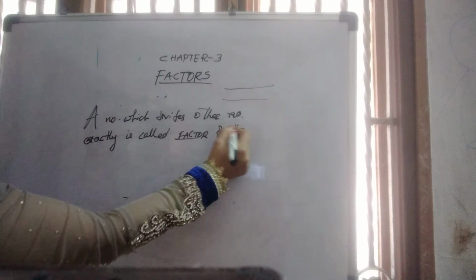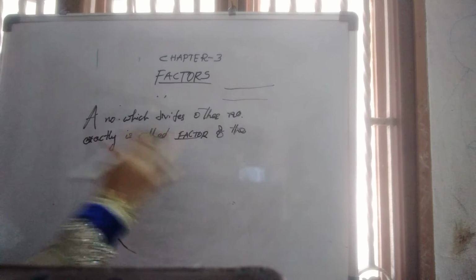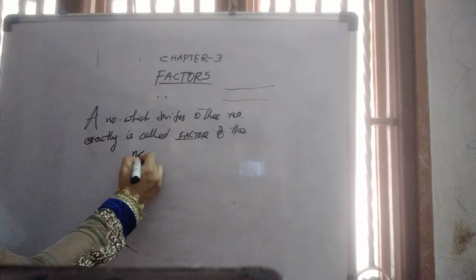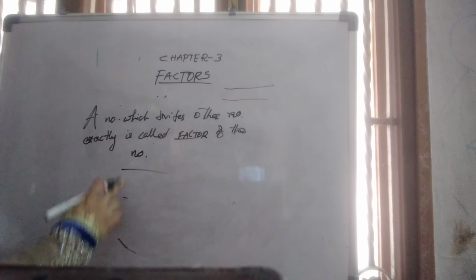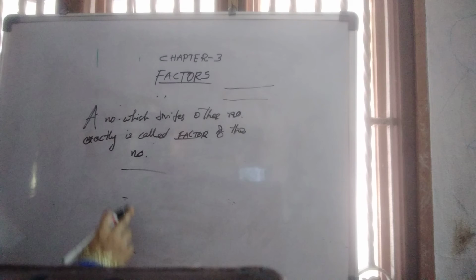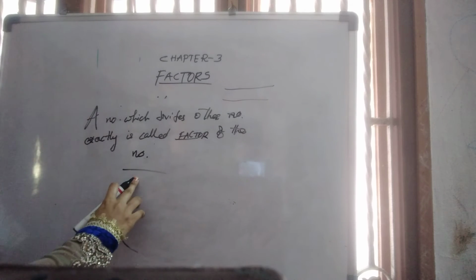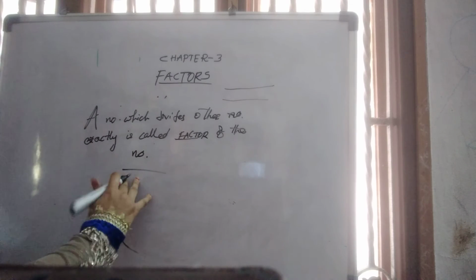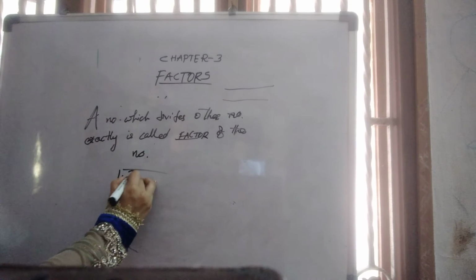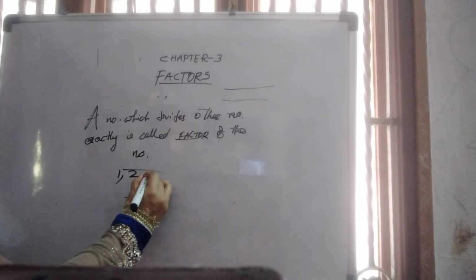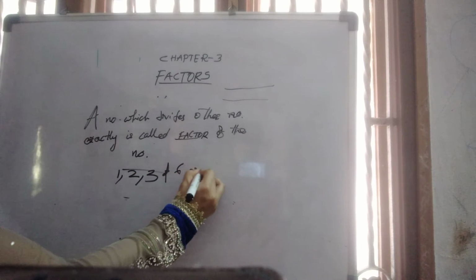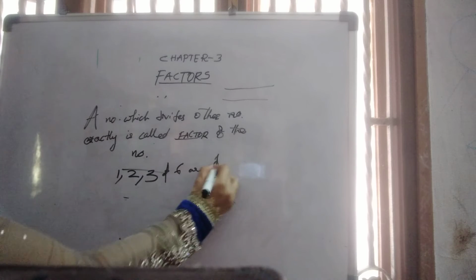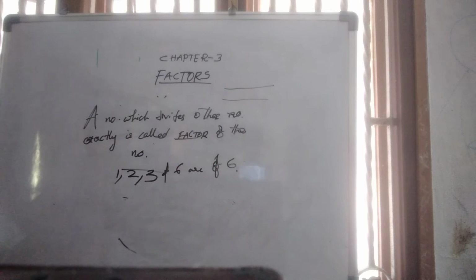A number which divides the other number exactly is called a factor of the number. In other words, every number is completely divisible by its factors. That means 1, 2, 3 and 6 are all factors of 6.